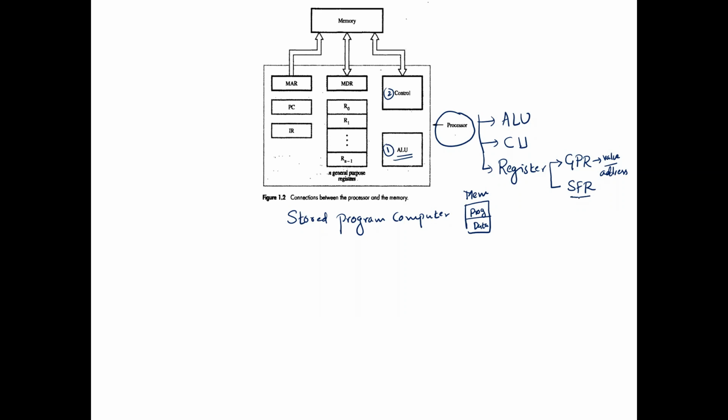And some registers are there where the value inside those registers will specify a meaning. It will define something, right? And its meaning will remain the same. Such type of registers we call special function registers. Now, how many special function registers do we have in a stored program computer?